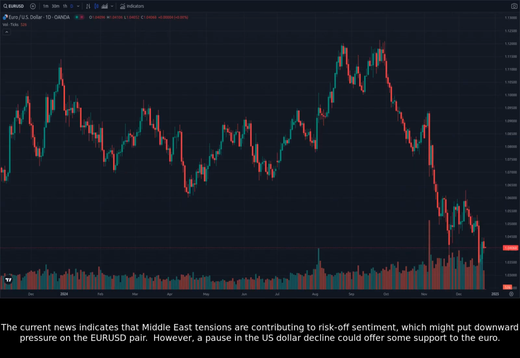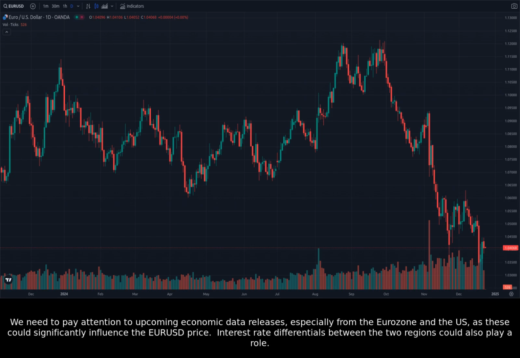ranges. The current news indicates that Middle East tensions are contributing to risk-off sentiment, which might put downward pressure on the EURUSD pair. However, a pause in the US dollar decline could offer some support to the euro. We need to pay attention to upcoming economic data releases, especially from the Eurozone and the US, as these could significantly influence the EURUSD price. Interest rate differentials between the two regions could also play a role.